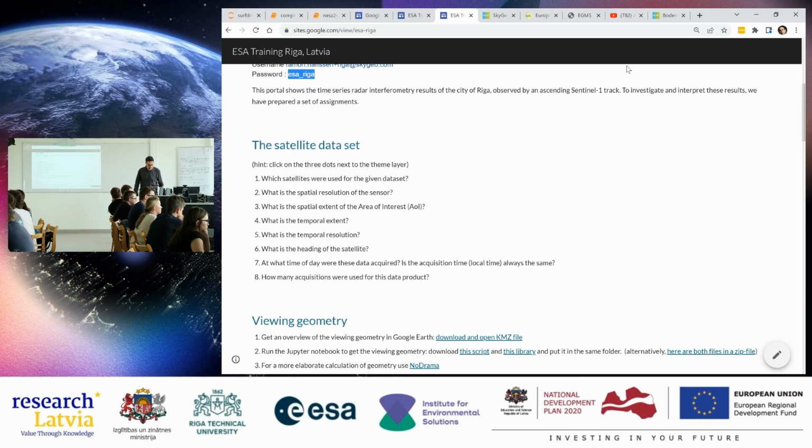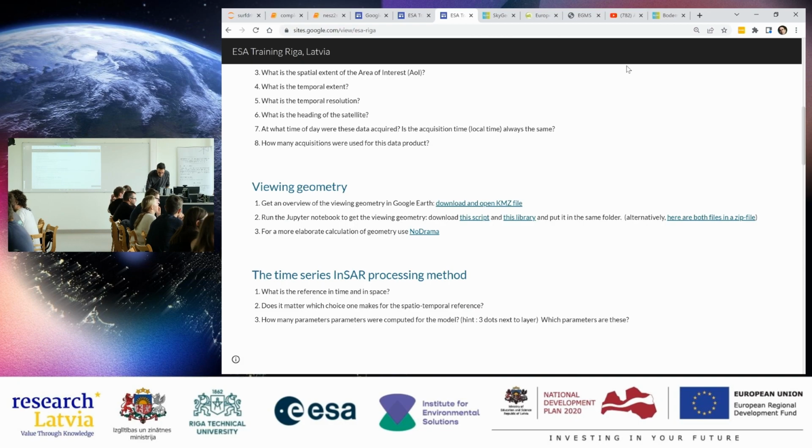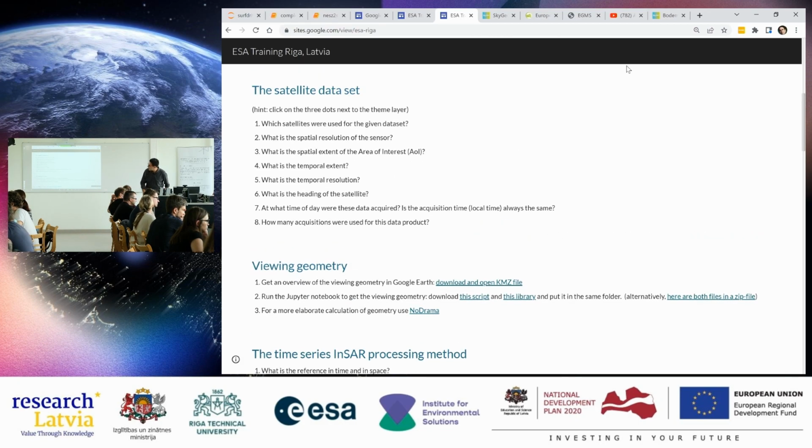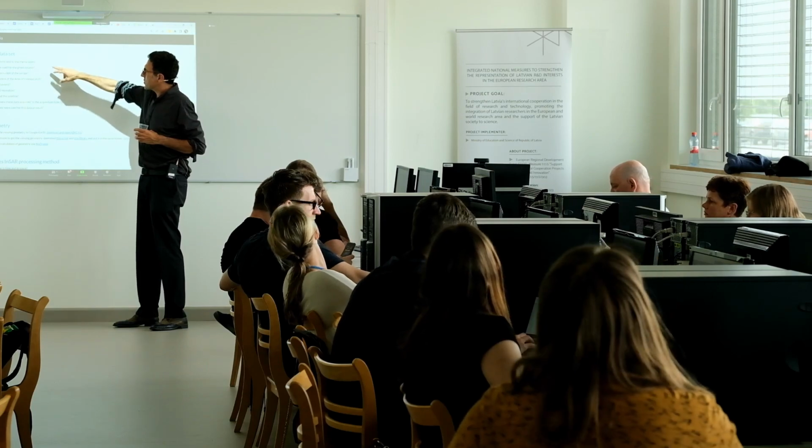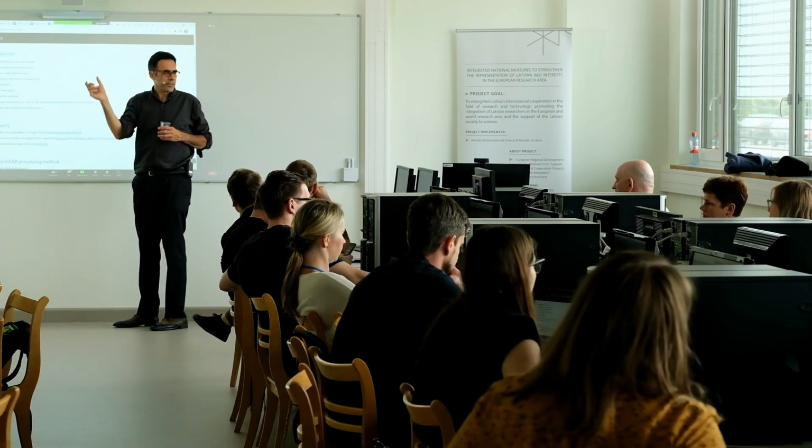So maybe if you could at least go through the first couple of things. The first question: the satellite data set, what do we know about the data set here, and maybe the viewing geometry. Then you already have a bit of an overview of everything related to the satellite. So the first question, which satellites were used? Well, you can see that it's Sentinel-1, right?